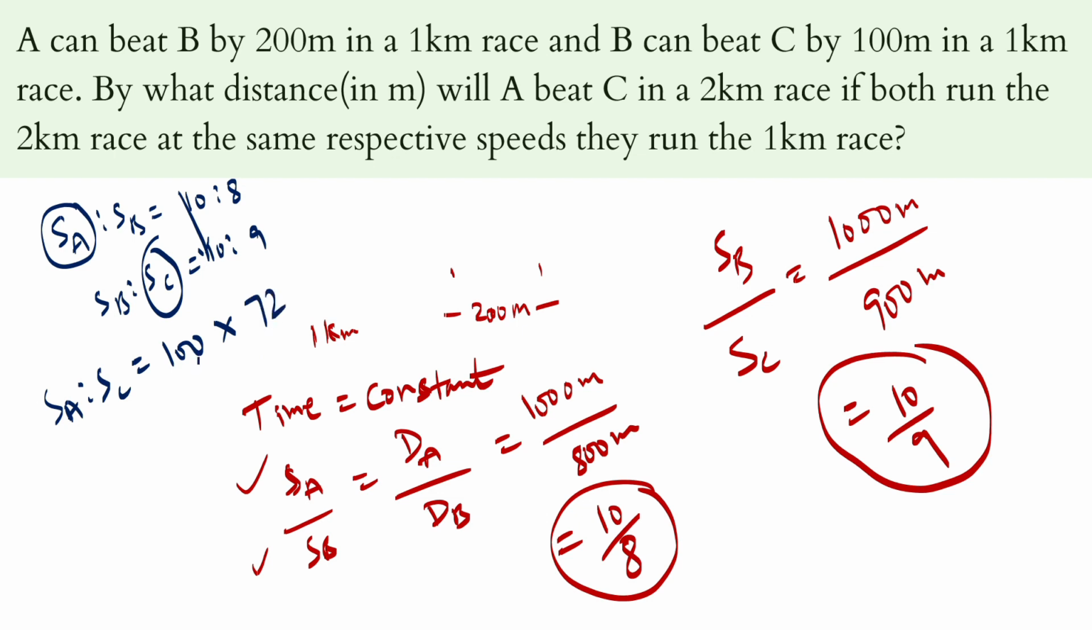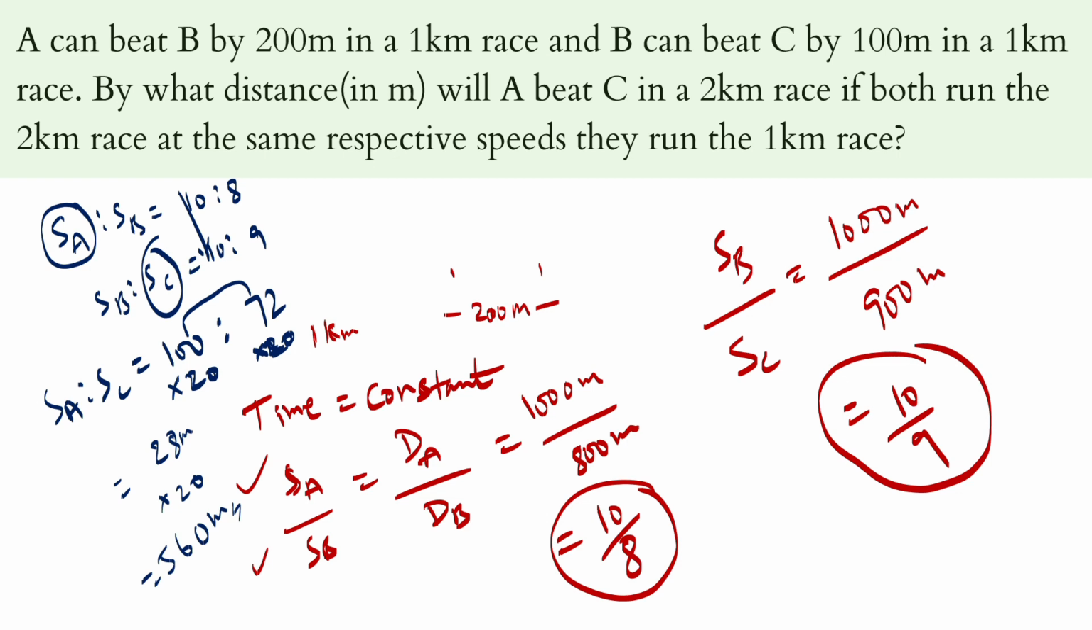Now if both run the 2 kilometer race at the same respective speeds, if it is a 2 kilometer race, then we must multiply 100 with 20. So then only it becomes a 2 kilometer race. So if we multiply this one with 20, we must also multiply 72 with 20, right? So initially the difference between 100 and 72, sorry, we have to take the ratio here. What's the difference between 100 and 72? It is 28, right? 28 meters. So if we multiply 100 with 20, we must also multiply 72 with 20, and we must also multiply 28 with 20. So now it becomes 560 meters. Understood? So by 560 meters, A beats C in a 2 kilometer race if both run the 2 kilometer race at the same respective speeds, right?